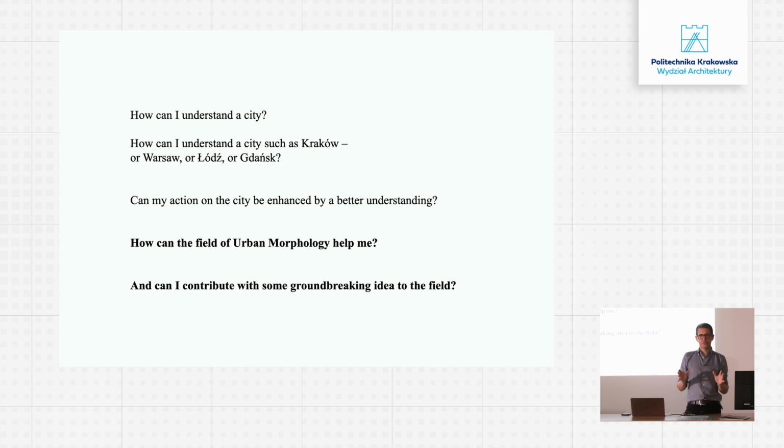Not all aspects, for sure, and not all elements of urban form have influence on other aspects of urban life, but the field tries to trace, again, as rigorously as possible, some connections that by now we can say do exist. A second very hard question is how can my action on the city, how can my action as architect, urban designer, planner, be enhanced by the field of urban morphology?